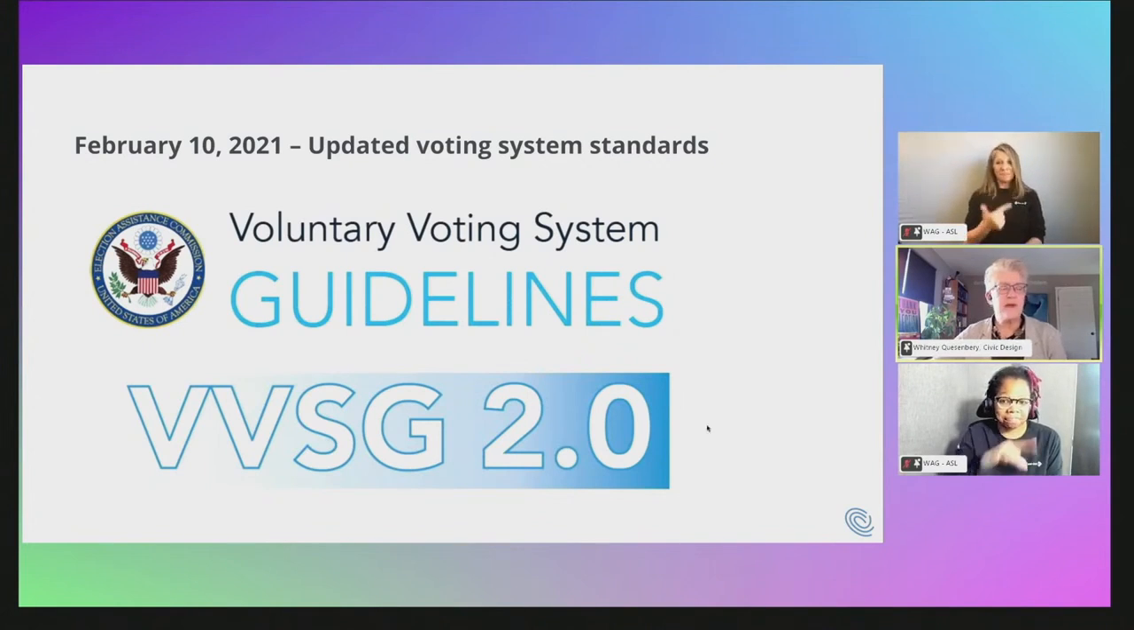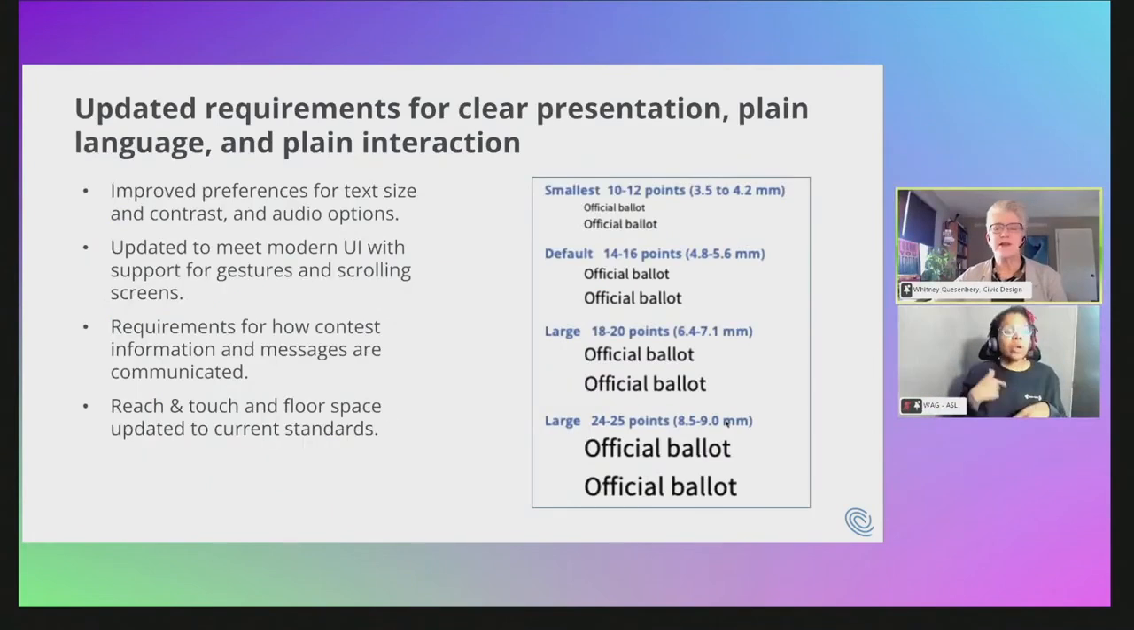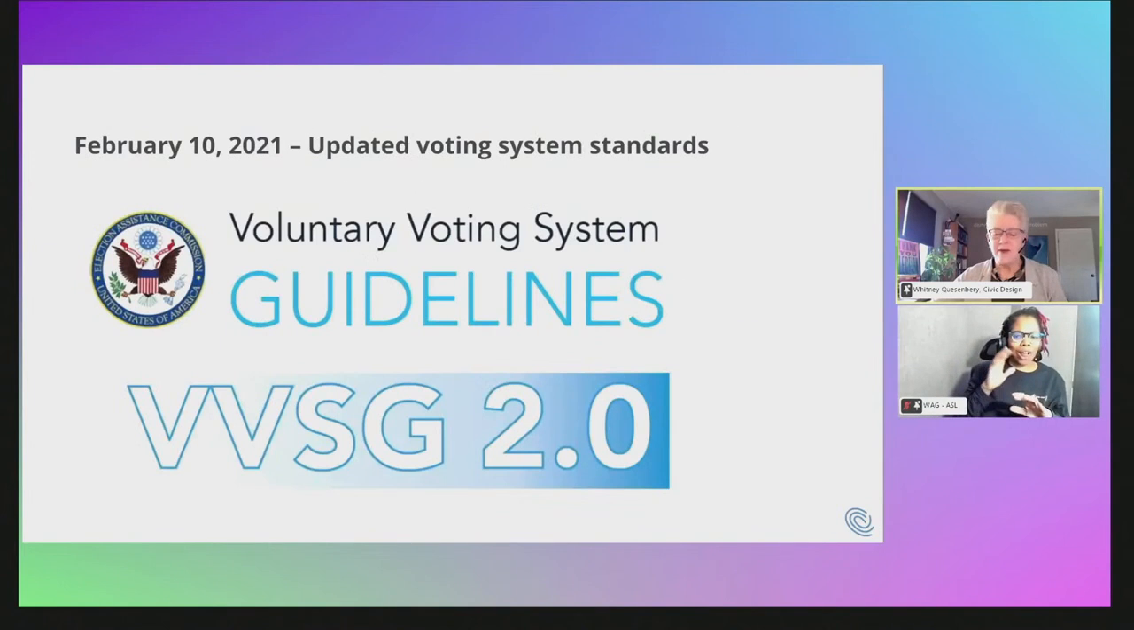This was a big jump. A lot of things happened in there. One of the things that happened was that we stopped separating the accessibility requirements and the usability requirements and the technical requirements. So that means that every voting system approved under these federal guidelines will be accessible.